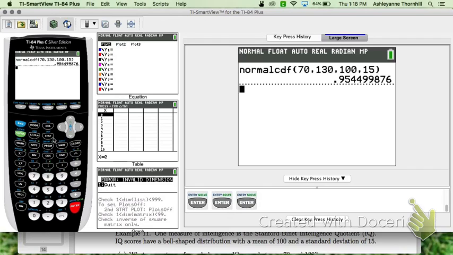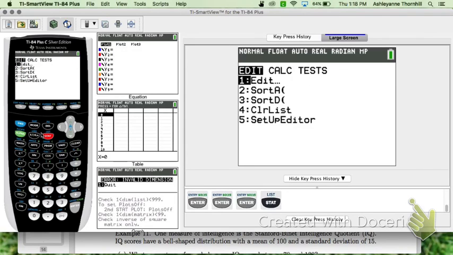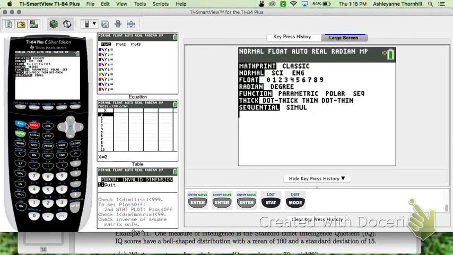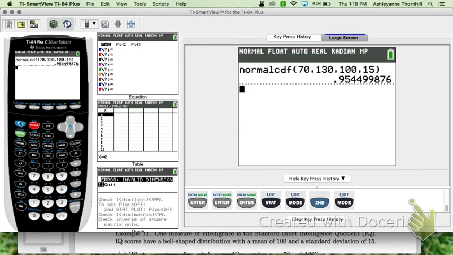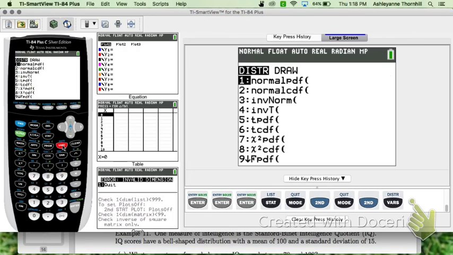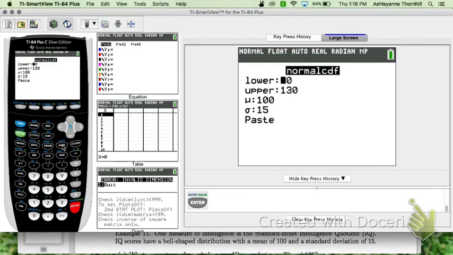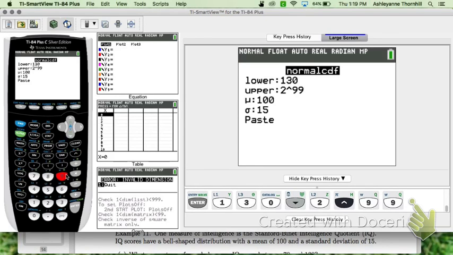Next one, it says greater than 130. So, whoops, second VARS. Why do I keep doing that? Second VARS, normal CDF. Greater than 130. My lower bound is going to be 130. My upper bound now needs to be infinity because it's greater than that. So for infinity, I'm going to say 2, then this caret, the 99. That's just going to be my infinity. It's a really, really big number. Okay?